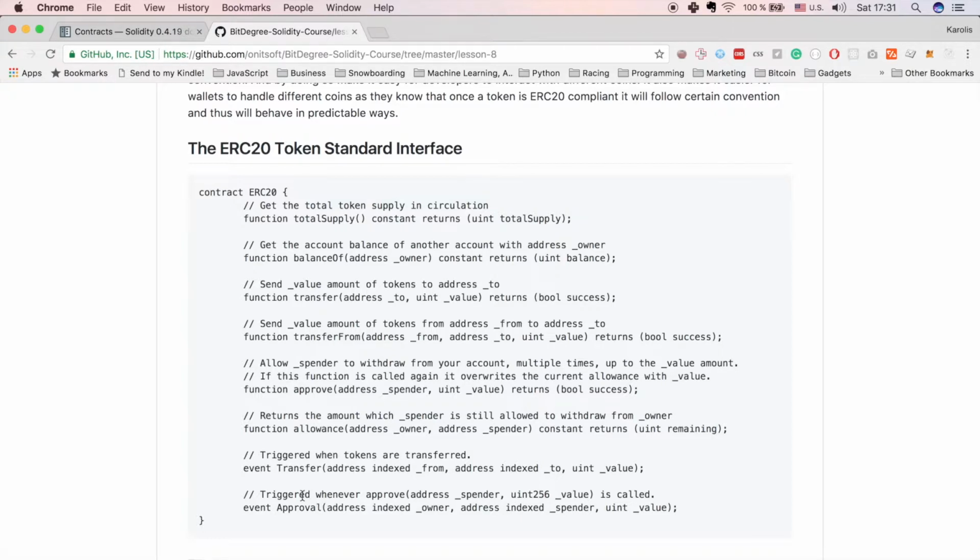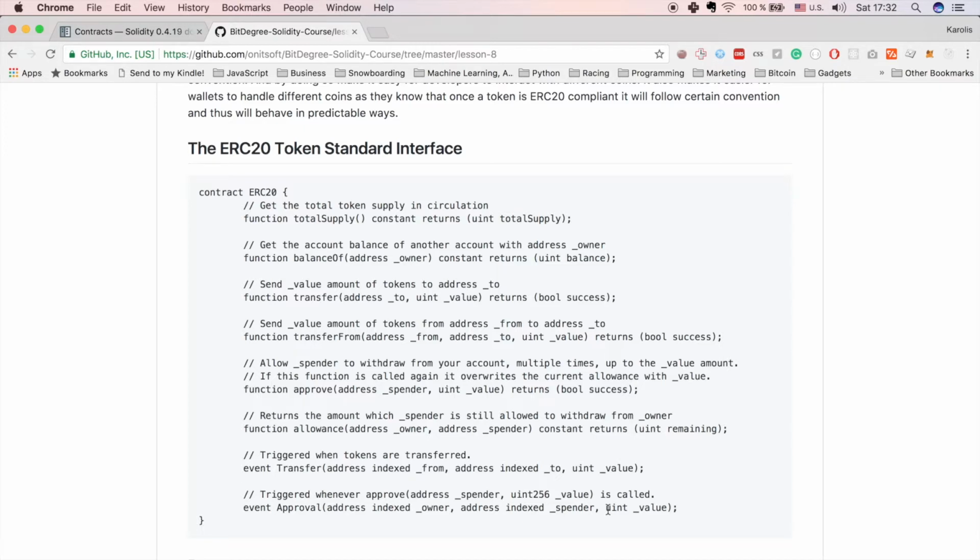And then the final event is Approval, which is triggered whenever approve is called, and it accepts three parameters: the owner, the address on which the transaction was approved, then the spender, which has been allowed to spend that money, and then the value, which is the amount which has been approved to be spent. So this is it. As you can see, it's not a really big, long interface, and not that many functions and events need to be implemented.